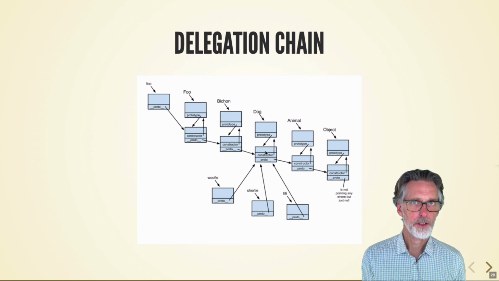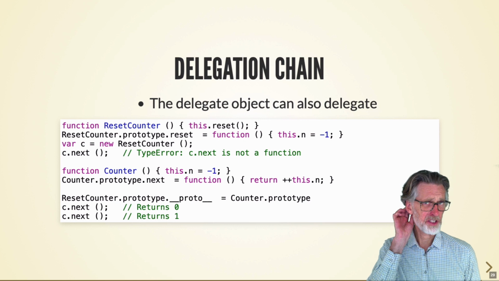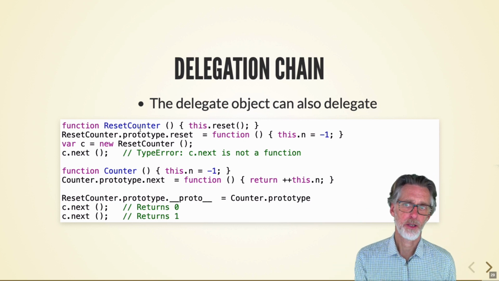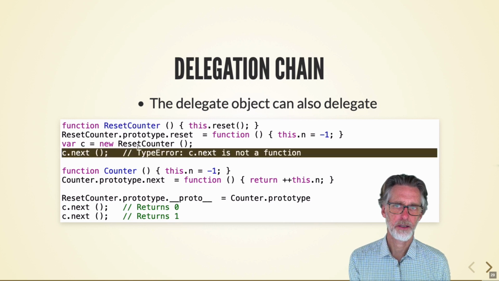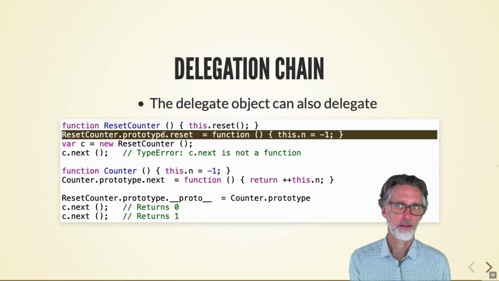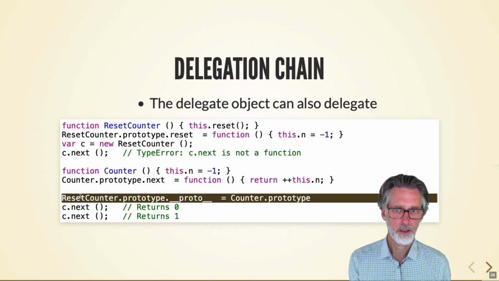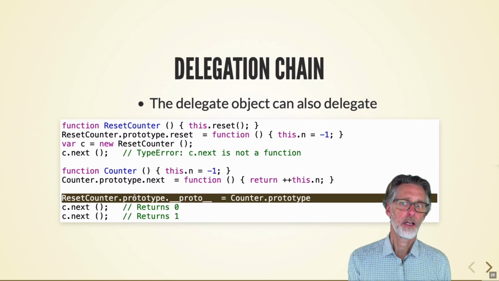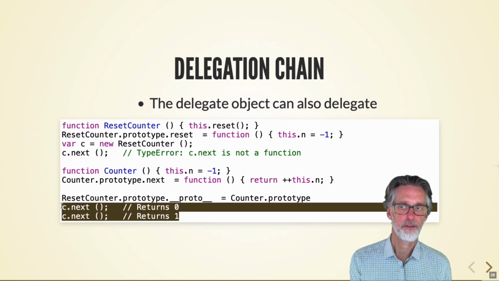There are several ways to set up such delegation chains from Fifi to dog to animal to object. One of them is to just directly update the proto field. So I can have a reset counter, which initially doesn't have any idea what next is. All it knows how to do is reset. But then I can take a counter and say to the reset counter, well, hey, reset counter, if you're looking for something that you don't have, go look in the counter. And after I do that, my reset counter will actually have a next method.